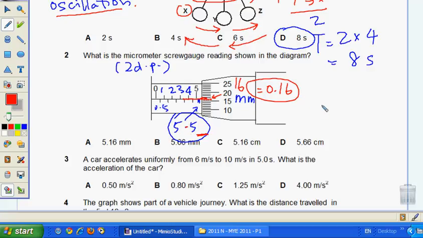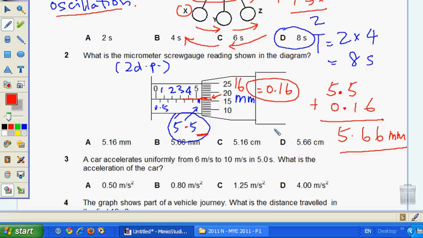So how do I find the reading? Very simple, just take 5.5 plus 0.16. Keep the decimal place clear, so I just add together. So 5.66 mm. Okay, so the best answer in this question 2 is actually D.